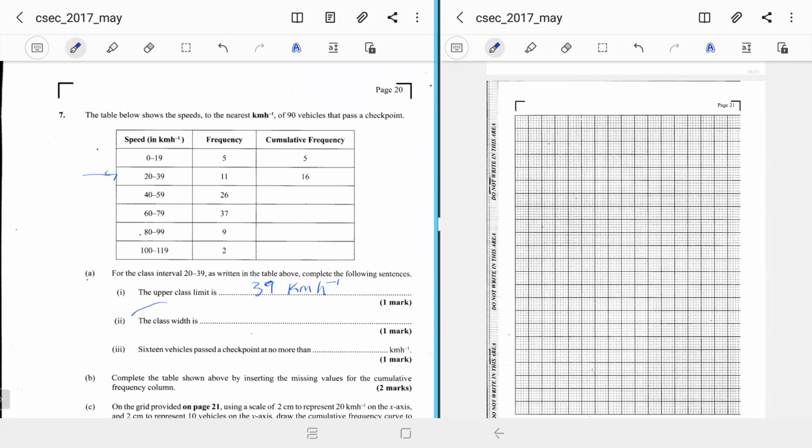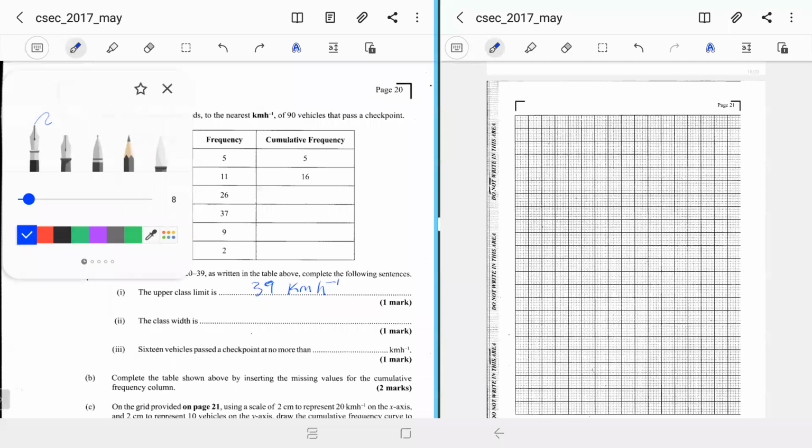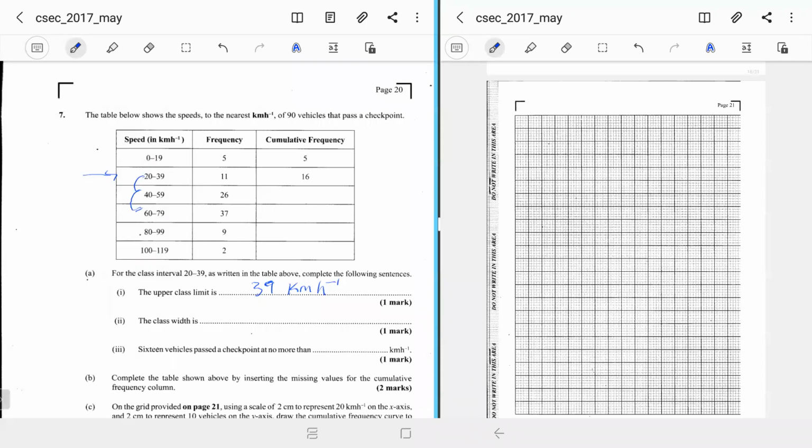Next one, what is the class width? You can look at it and know the class width. Somebody blurt it out and tell me the class width. Pick up faster, man. 29.5? No. 20, 20, 20. Look, these values are going up by 20. It's the same thing I keep doing. The lower limit is going up by 20, the upper limit is going up by 20. The class width is going to be 20.